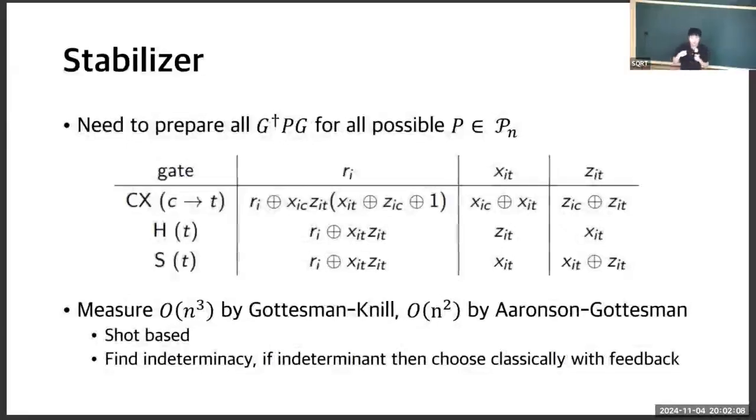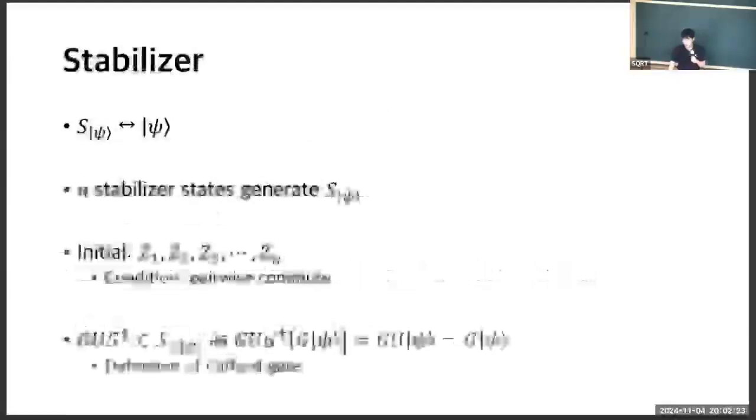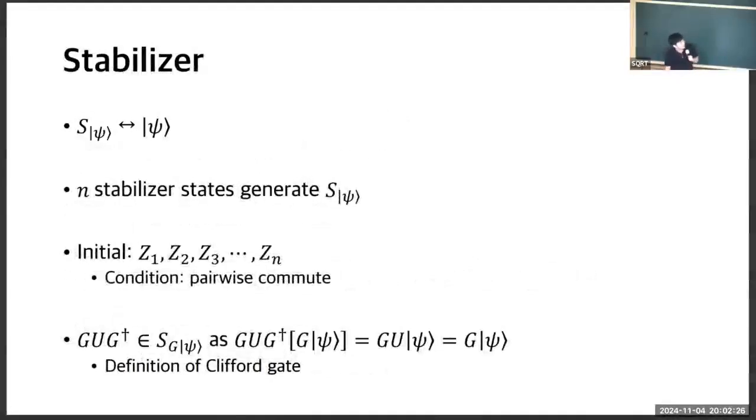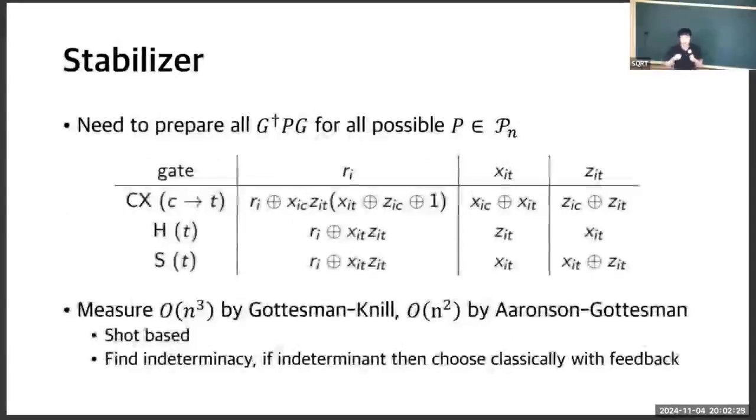So to use this storage and update it, we need to prepare our all G dagger PG for all possible P. So if we want to apply a gate, then we need to update by that G U G dagger here. So we need to have all X and Z components, how they change. And if we have their formula for that, then we can just apply the formula, which just takes O(n) to O(n squared). So that makes just a simple simulation of Clifford gates by O(n squared) or O(n cubed).